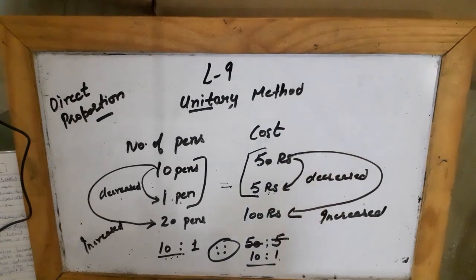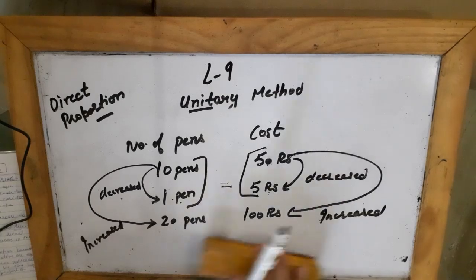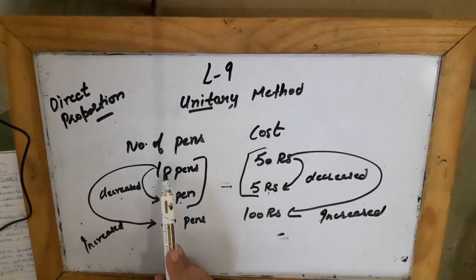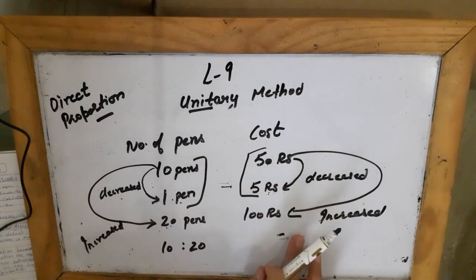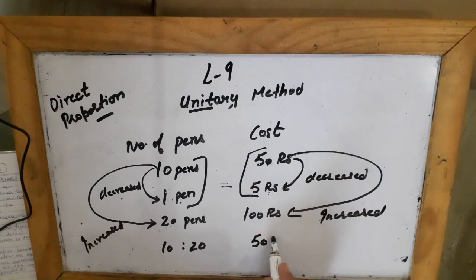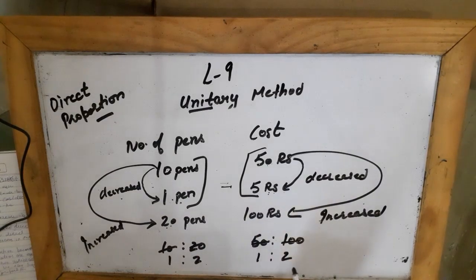Now if I look at the increase, first the pens were 10 and then it has become 20. Okay, so if I put the increase in the ratio form, it is 10 is to 20 and the cost is 50 is to 100. Now simplify them, 10 ones are 10 and 10 twos are 20, 50 ones are 50 and 50 twos are 100. Can you see both the sides the ratio has become equal? So 1 is to 2.